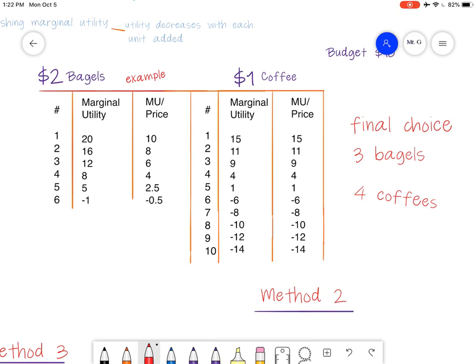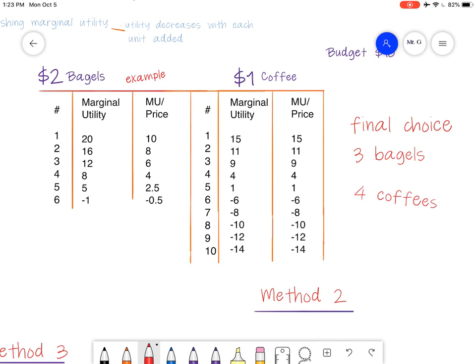If you notice MU divided by P, I have 20 divided by 2, which is the price, and I come up with 10. Then I have 16 divided by 2, which is 8. And 12 divided by 2, 6. And 8 divided by 2 is 4, and so on, all the way through. I do the same thing on the other side. But of course, with a $1 price, the number stays the same. That's the reason the MU divided by price for coffee is the same as the marginal utility, because we're taking marginal utility divided by 1, which is the same number. So what ultimately is going to be our choice? Well, now we can compare.